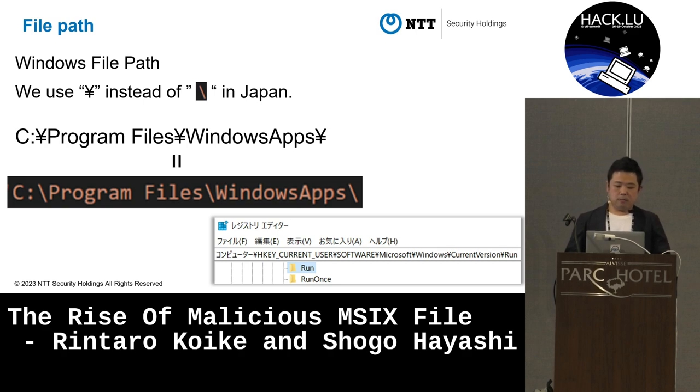So this is off the topic. I'd like to tell you about file paths in Windows. We use this mark instead of the backslash in Japan. The registry key is also the same. I don't know why, but I think it's only in Japan. So when you see this mark in a file path, please change it to a backslash.